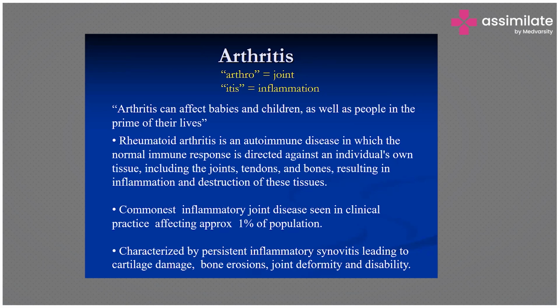Going forward, as I told, it is an autoimmune disease, and it affects mostly the joints, the tendons, the bones, which causes inflammation, and ultimately there can be destruction of tissue. It is the commonest inflammatory joint disease that you can see currently. Ratnesh has answered: pain in more than 3 joints, especially major joints. Yes, good. I want this session to be interactive. Next, it affects approximately 1% of the total population.